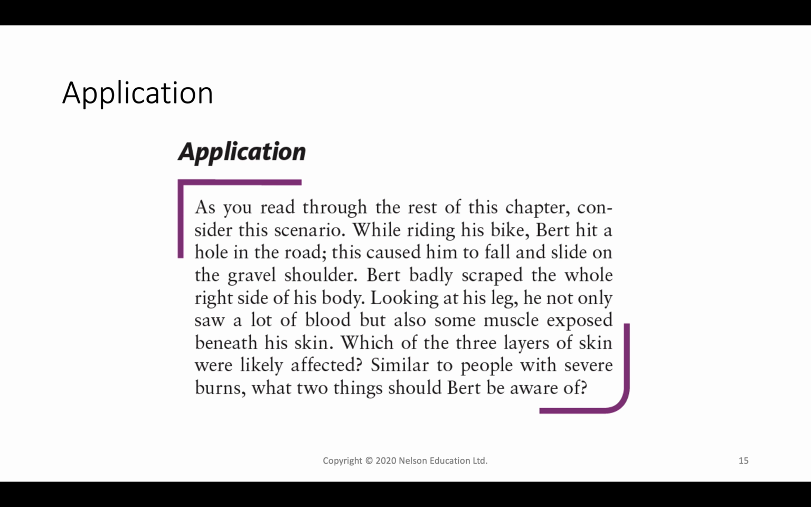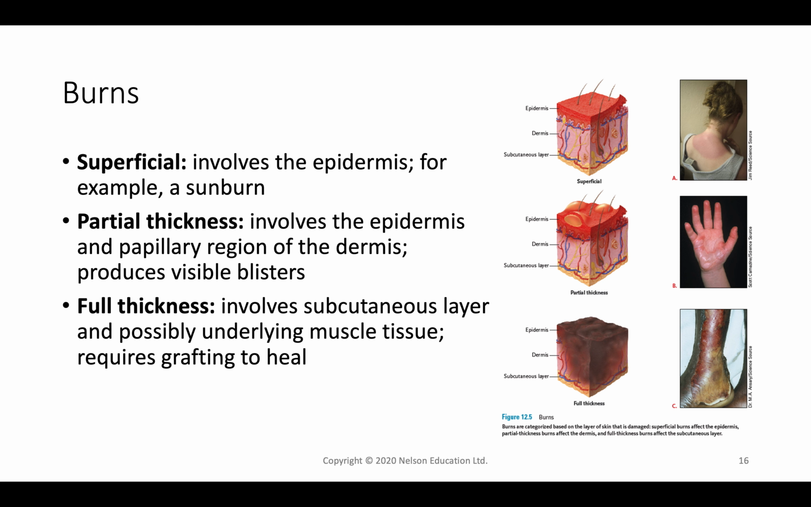All right. So as we follow the rest of the chapter, let's think about the following scenario. We have an individual named Bert who hit a hole in the road and fell off of his bike. He slid along the gravel shoulder and he scraped up his whole right side of his body. He not only saw blood, but he also saw muscle exposed beneath the skin. So which layers of skin were likely affected? And if we were thinking about this in similarity to someone like a burn victim who has also had severe damage to the skin, what are the two major things that a first aid person attending to Bert, or Bert himself, should be aware of?